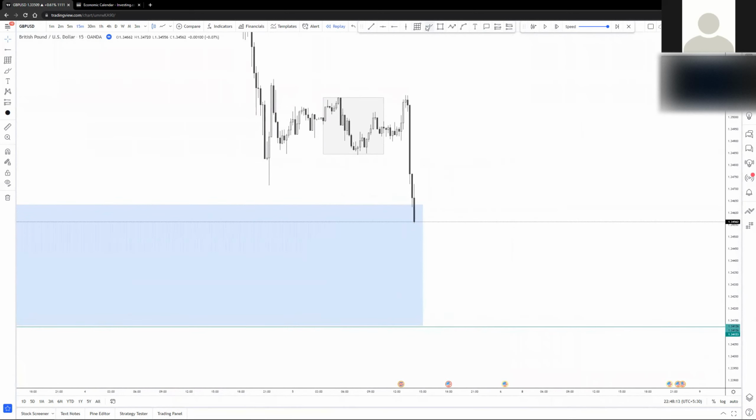Now we are in a buy zone, because if price just melts, it just goes. That's it. But if you get a confirmation, then you can buy it. Okay, then you can buy it. But what happened was this.